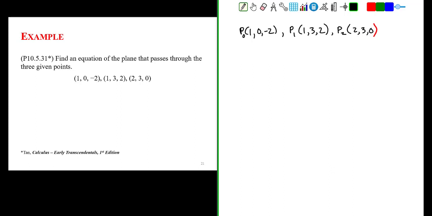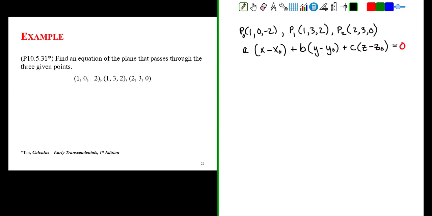Well, to find an equation of the plane with these 3 points, we should know what an equation of a plane is. In standard form, an equation of a plane is given as a coefficient A times the difference between the x coordinates of 2 points plus a coefficient B times the difference between the y coordinates of 2 points plus a coefficient C times the difference in the z coordinates of 2 points.